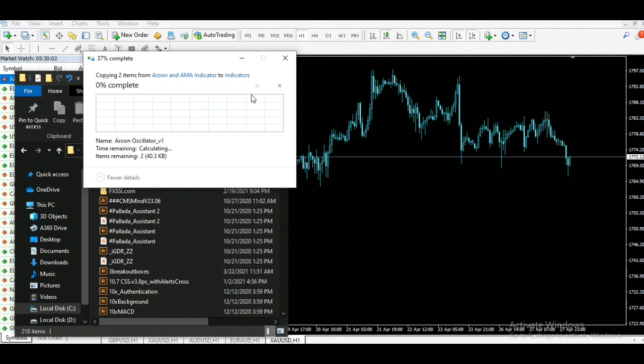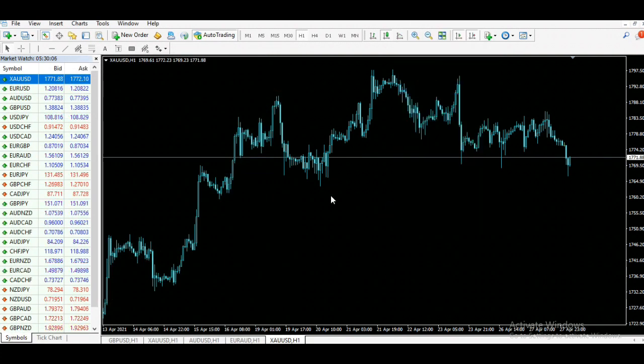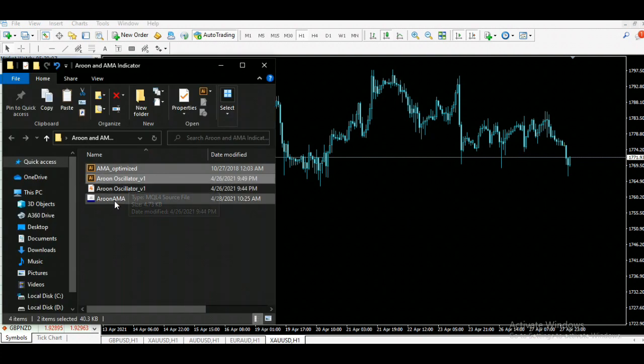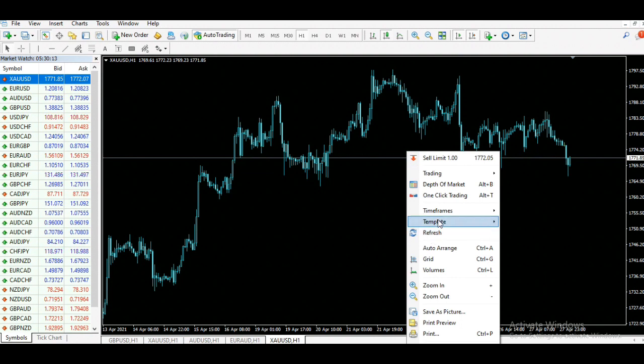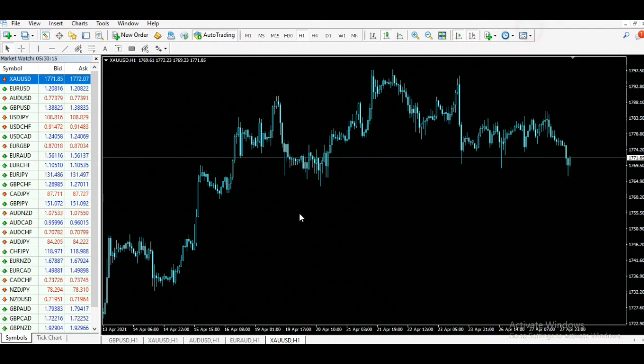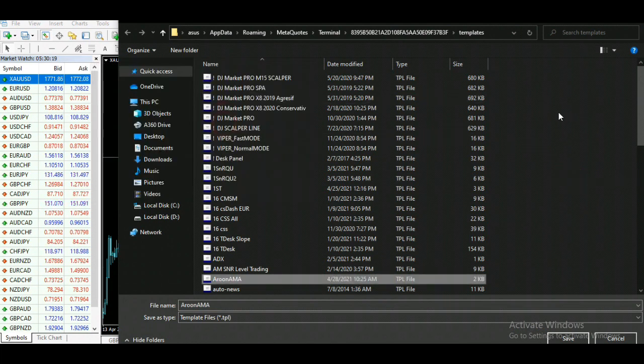The AMA indicator stands for adaptive moving average. This indicator is a modified moving average indicator, which prints dots along its moving average line to indicate trend direction. Sky blue dots indicate a bullish trend, while gold dots indicate a bearish trend.